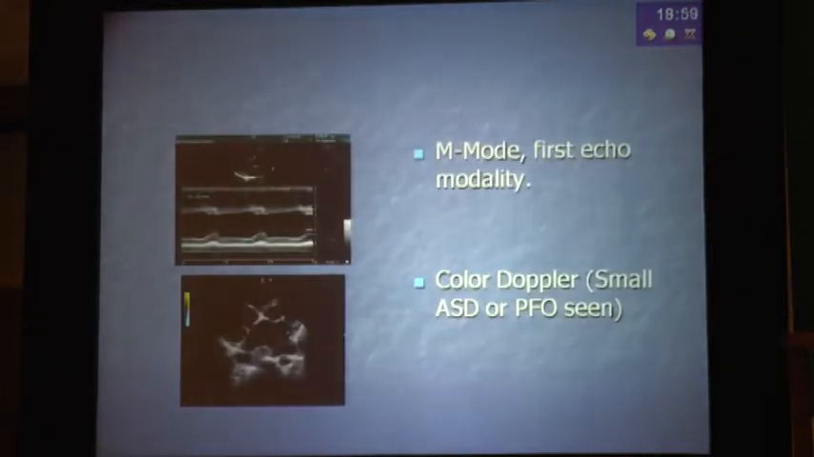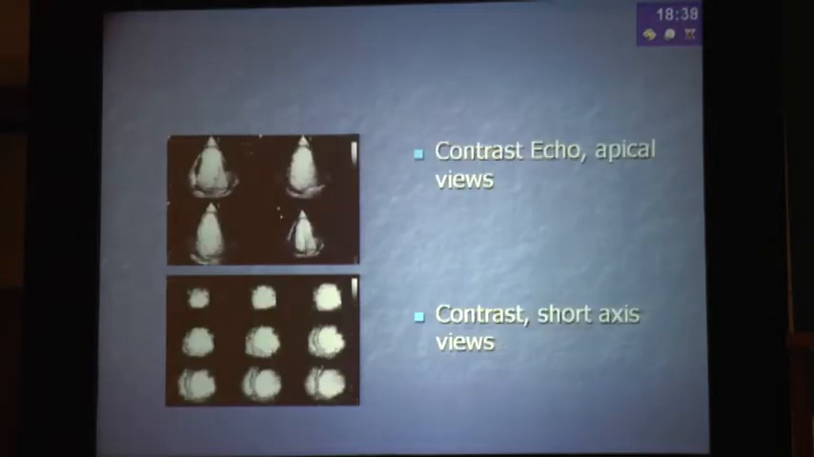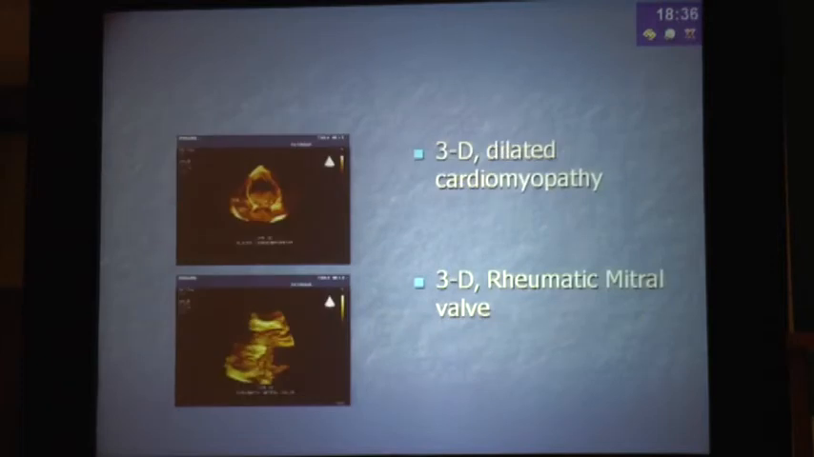This is the M-mode, the one that I talked to you about. This is a one-dimensional view, not a 2D view, but just a cross-section of the heart. This is a little more obsolete now. These are further advancements in echoes called tissue Doppler and spectral tissue Doppler, done mostly by dedicated echocardiographers. Contrast echo. And now coming to the latest, 3D echoes.